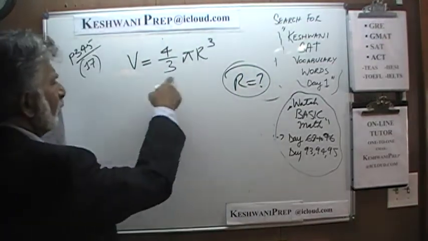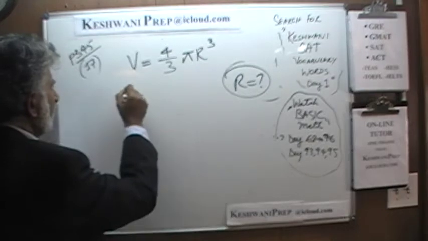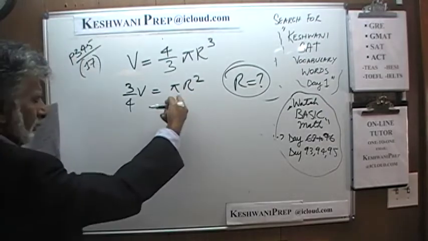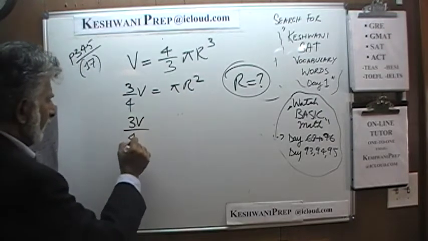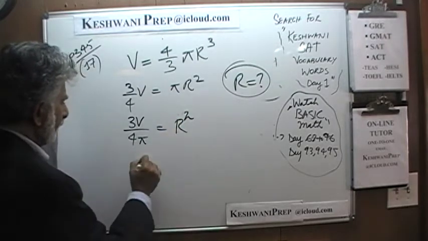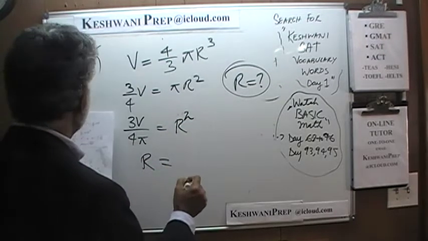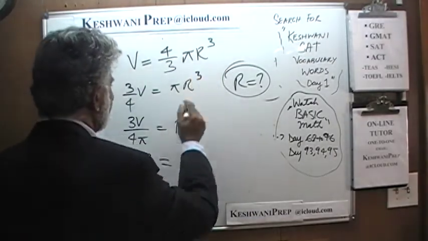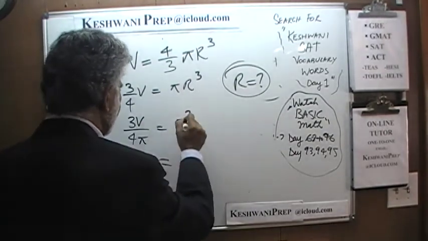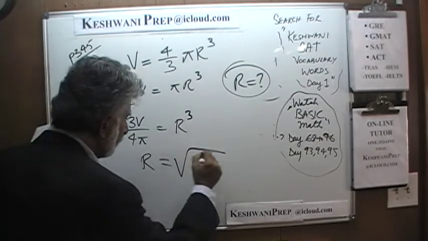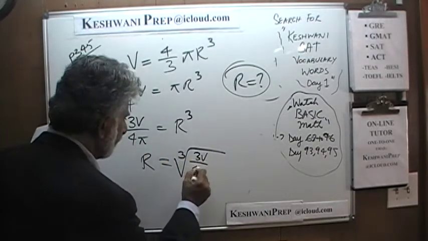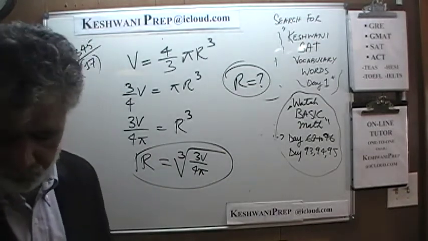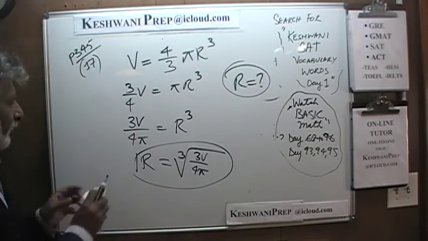So let's do that. Multiply both sides by the reciprocal. So 4/3 will become 3/4. 3/4 V will equal pi r cubed. Let's divide both sides by pi. So 3V over 4 pi will equal r cubed. And therefore r is simply, oh, it should be cube. That's the cube, not a square. And since it's the cube, r is simply the cube root of this quantity. There we go. Some of the problems that they give you are very straightforward, very simple, and some of them not so much. That was number 17. Let's move on to number 18.